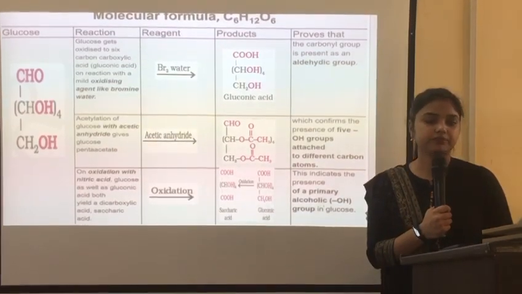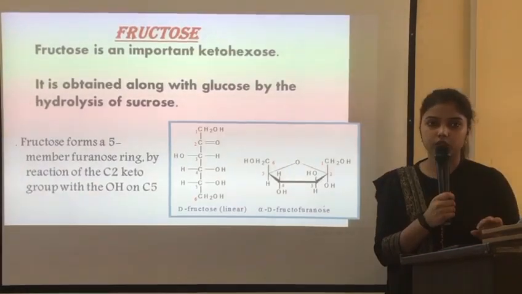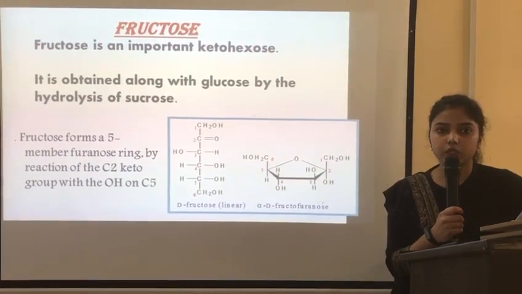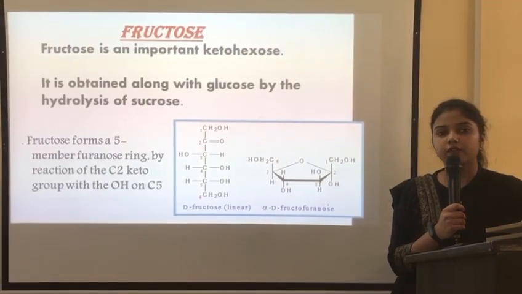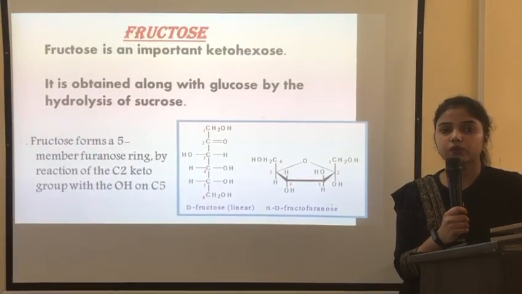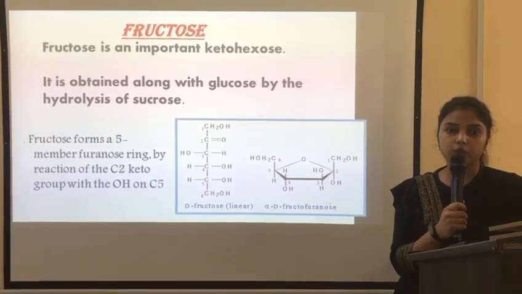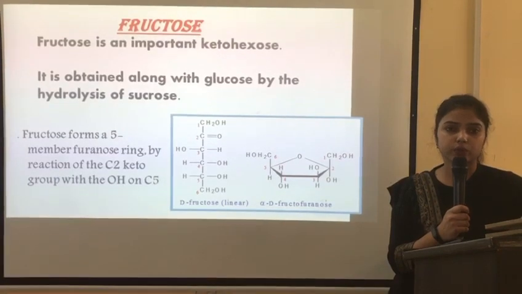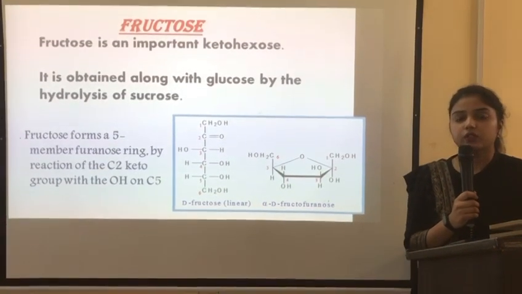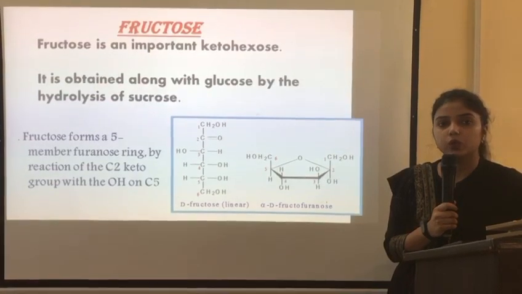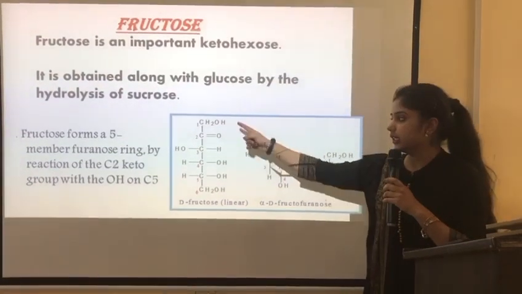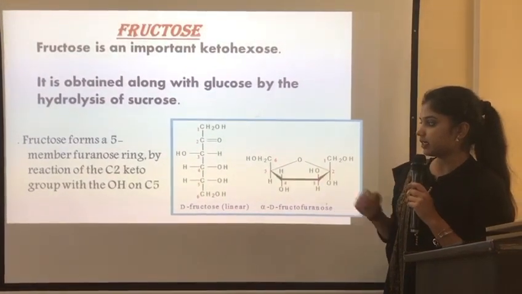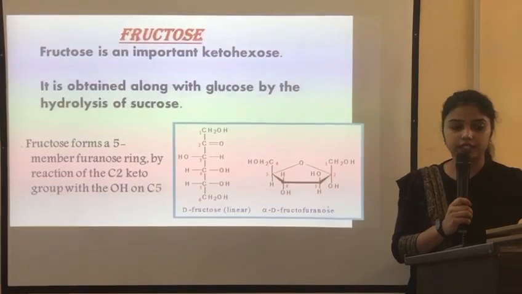Next topic is fructose. Fructose is an important ketohexose. Means in fructose there is a presence of a keto group. It is obtained along with glucose by the hydrolysis of sucrose. Fructose can be represented in two forms. First is the linear form and second is the cyclic form. I will discuss in detail in the next slide.